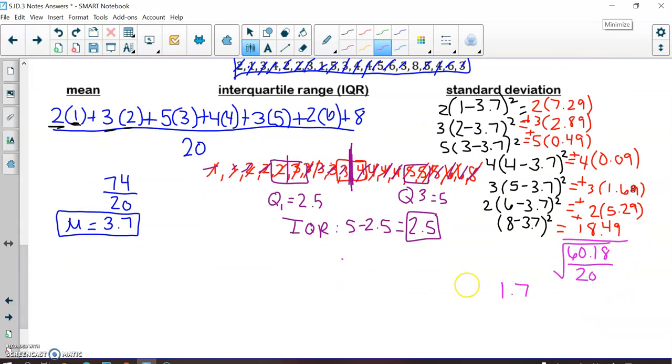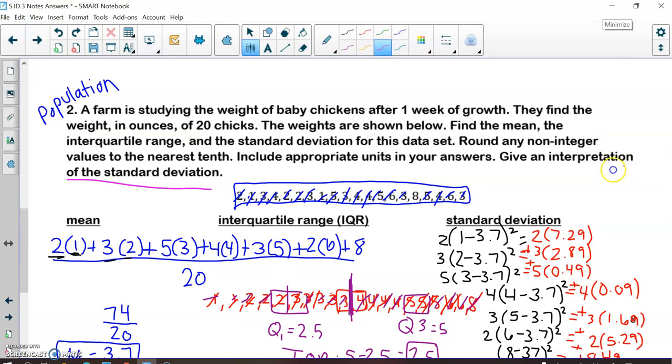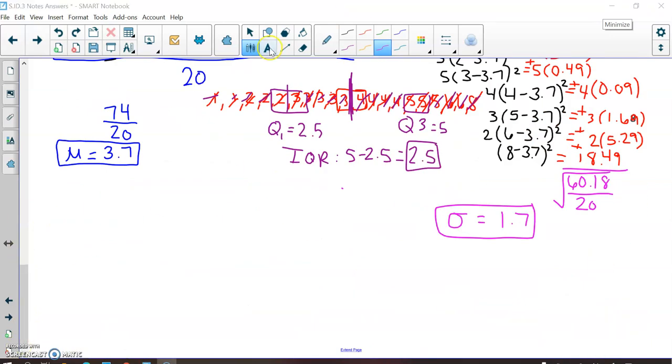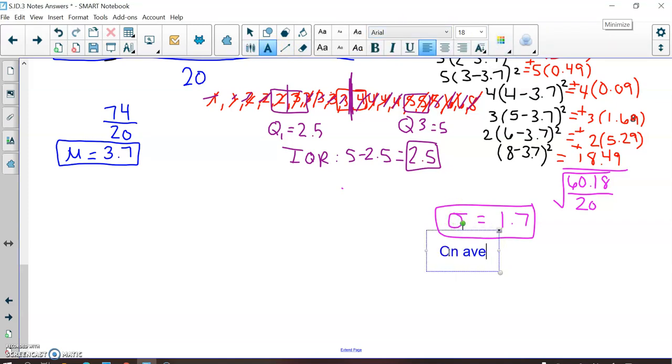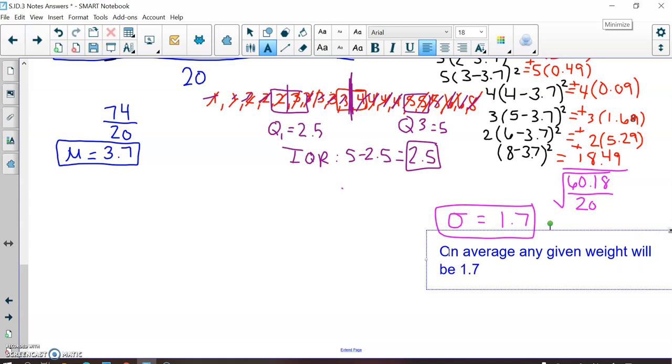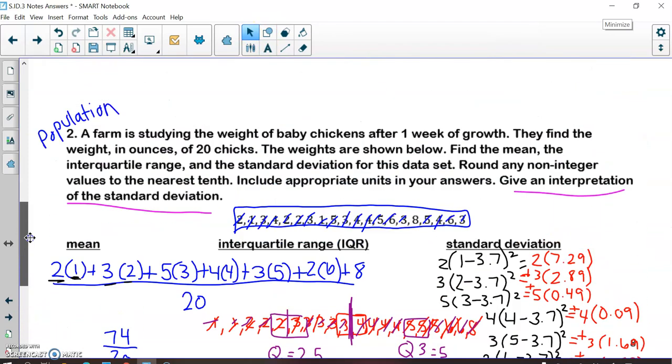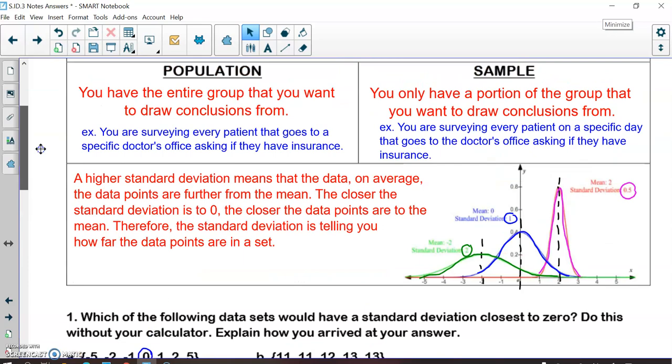But not only do we need to find the population standard deviation, we also need to give an interpretation of what standard deviation means. So what this means, and I'm going to type it out, is on average, any given weight will be 1.7 ounces away from the mean. All right, and that is standard deviation, and we'll do more with that in some upcoming lessons as well.